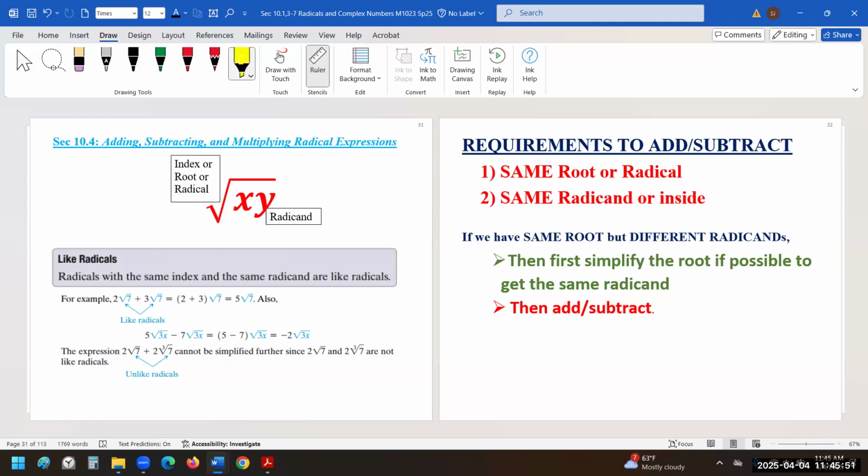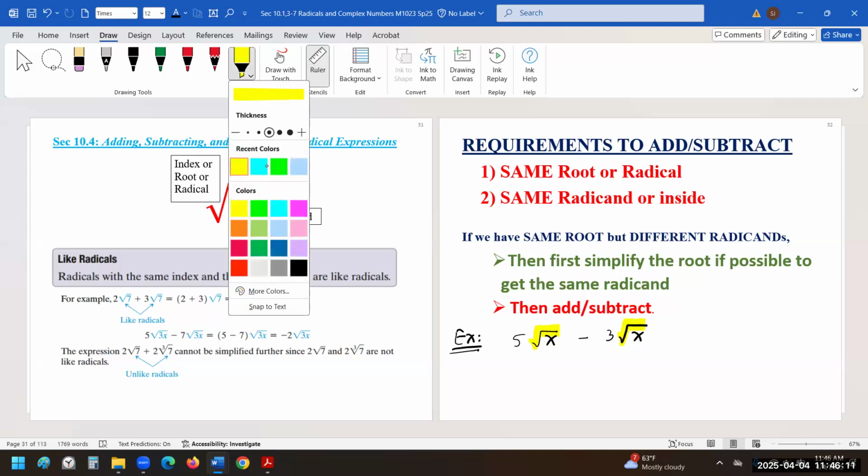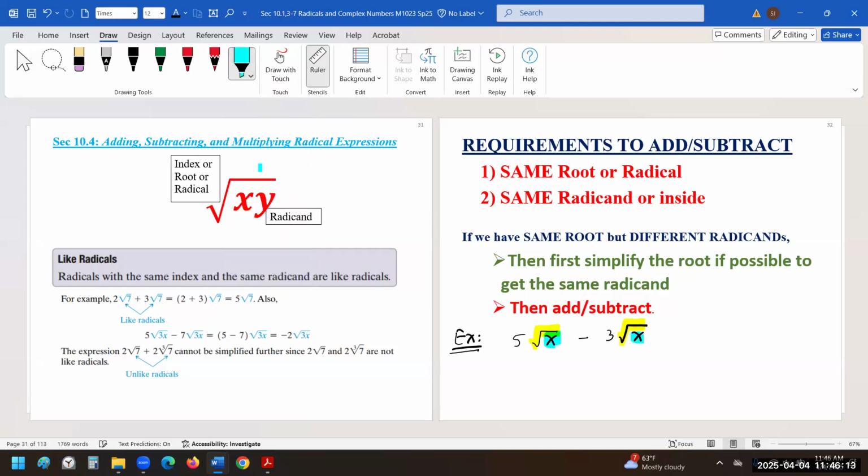What does that mean? Let's say you have, for example, 5 square root of x and you're subtracting 3 square root of x. You see, we have the same radical, square root. Also, we have the same radicand, x. As long as you have the same type of radical and the same radicand, then you add or subtract their coefficients. So this coefficient is 5, this coefficient is -3. How much is 5 minus 3?